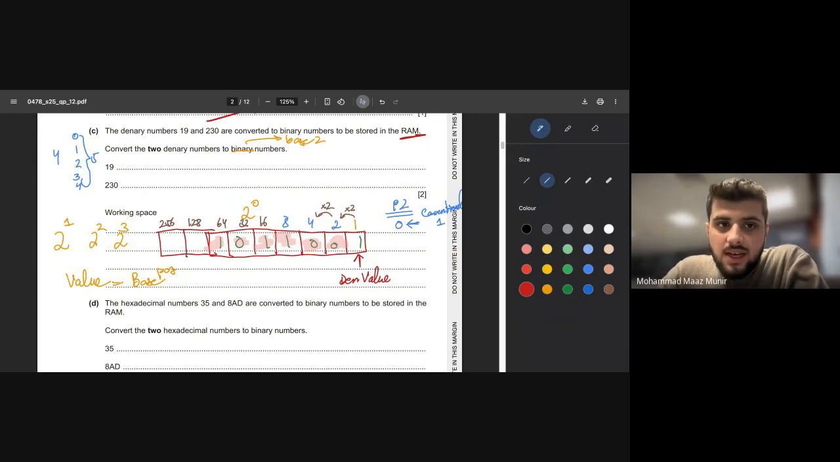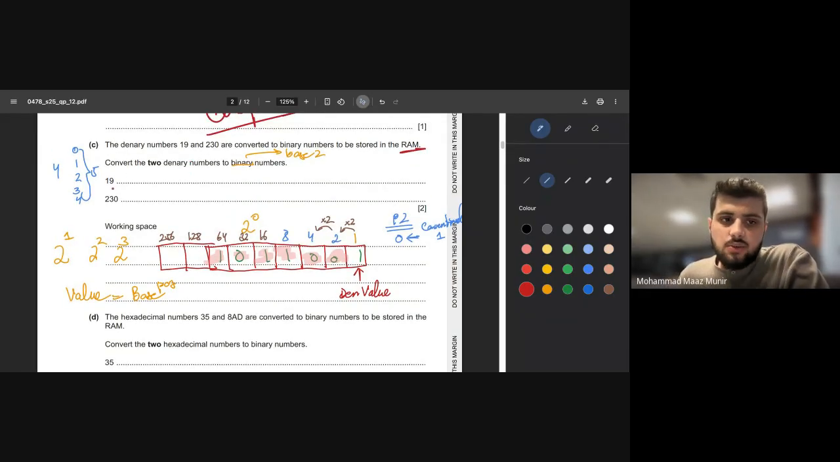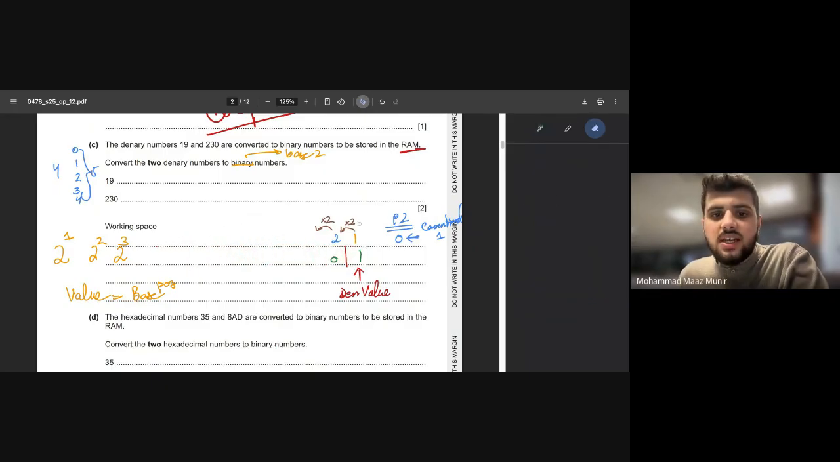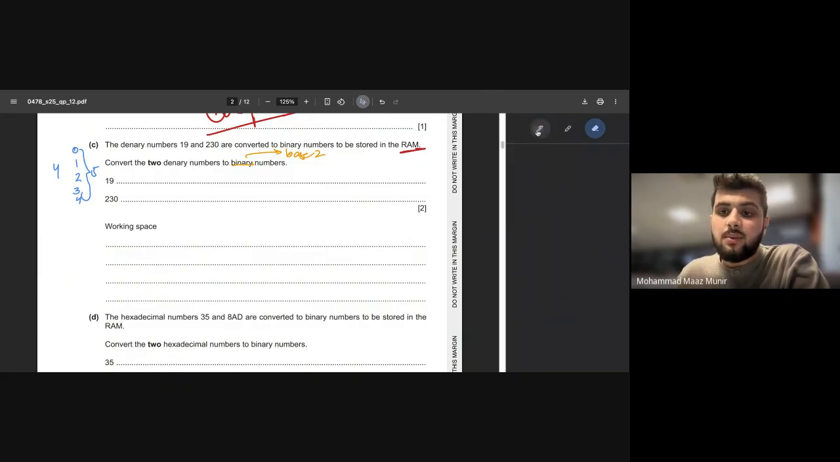So let's look at the very first question. This is a very straightforward question. Let's erase this whole thing and solve it. The question states that you need to convert the denary numbers 19 and 230 into binary. Now one method was what I told you: if I have to divide 19 by 2, 2, 2, 2, I can look at the remainders.